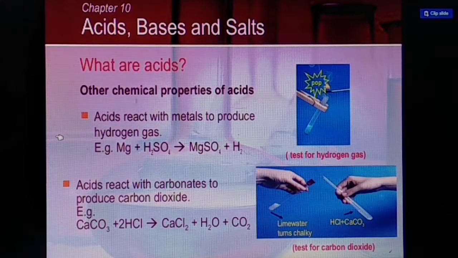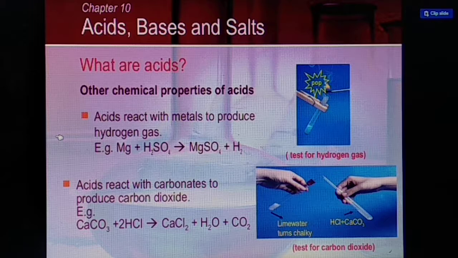Again, what are acids? Other chemical properties of acids. Acids react with metals to produce hydrogen gas. Magnesium plus sulfuric acid gives magnesium sulfate plus hydrogen. Calcium plus sulfuric acid gives calcium sulfate plus hydrogen. So, metal plus acid produces hydrogen gas.